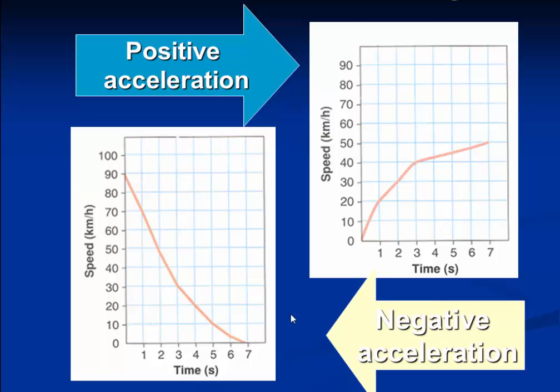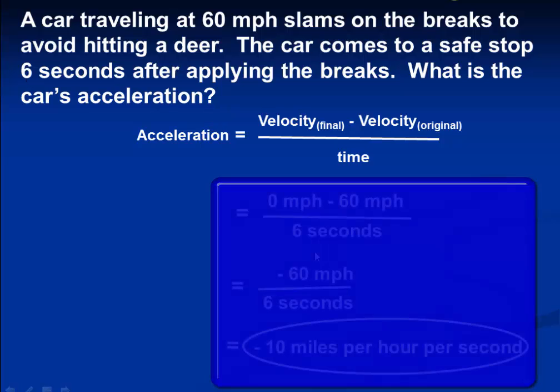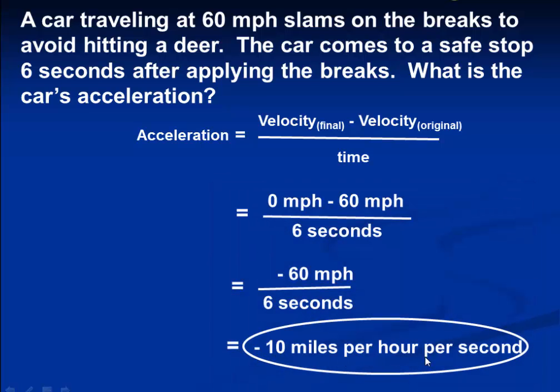so that gives you a negative acceleration. So here, a car traveling at 60 miles per hour slams on the brakes to avoid hitting a deer. The car comes to a safe stop 6 seconds after applying the brakes. What is the car's acceleration? The final velocity here is 0 because we came to a complete stop. The original is 60 miles per hour, and how long did it take for us to stop? Well, it took 6 seconds. So 0 minus 60 gives us negative 60, divided by 6, so it's negative 10 miles per hour per second.